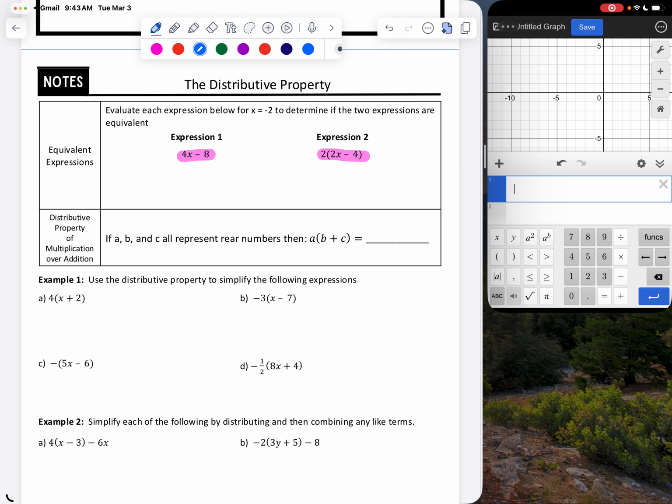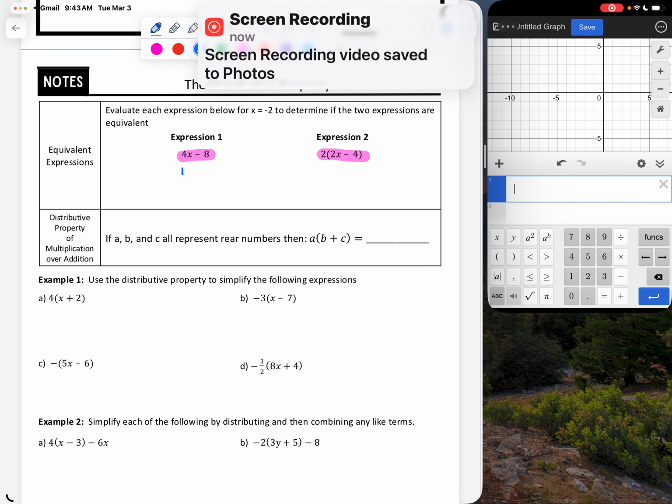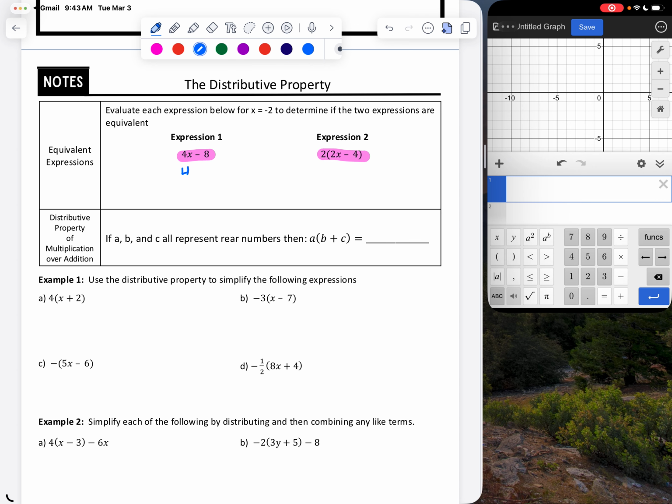So the directions say evaluate each expression below for x equals negative 2 to determine if the two expressions are equivalent. So what they're doing is they're giving us a value for x that they want us to substitute in. So here I'm going to replace the x in both expressions with a parenthesis. And then evaluate the expression for x equals negative 2. So I'll put a negative 2 there and a negative 2 there.